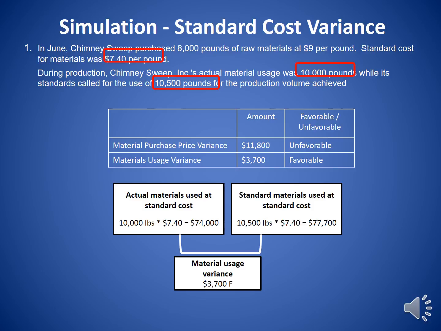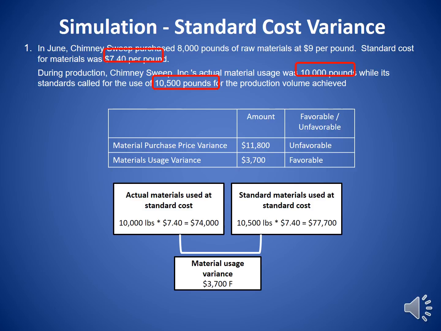And our calculation to arrive at this is we take the actual materials that we used at our standard cost. We see our actual material usage was 10,000 pounds. That's what we actually used, times $7.40. That value is $74,000. We compare it to the standard materials.